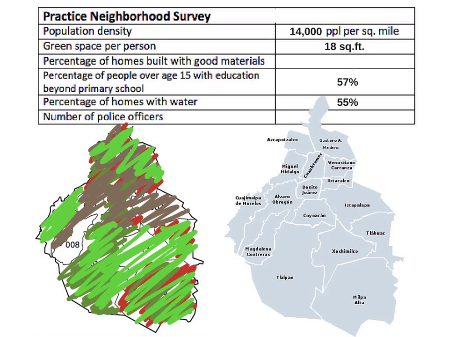This leaves us with a single neighborhood. So neighborhood number 8 is where the information comes from. And if I look over on the other map, the name of this neighborhood is Magdalena Contreras.